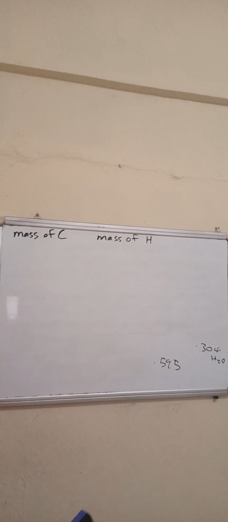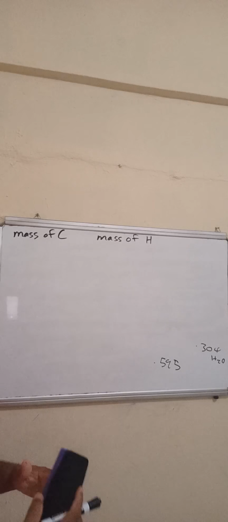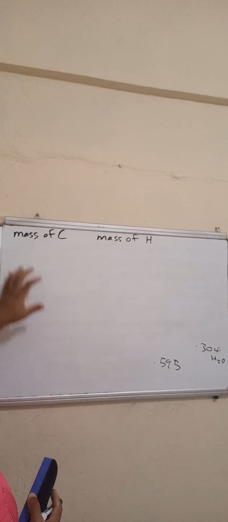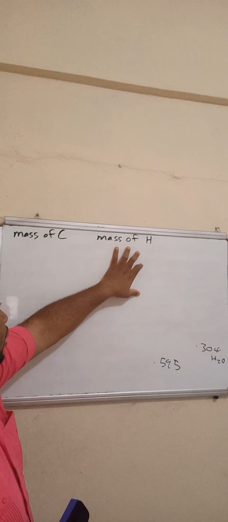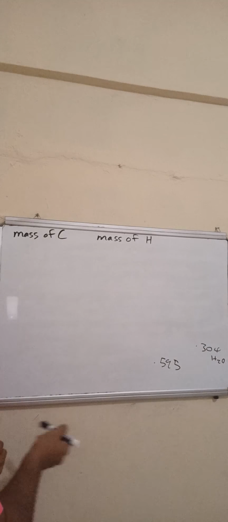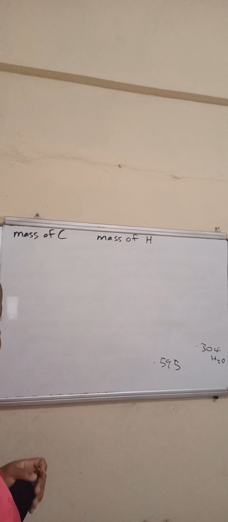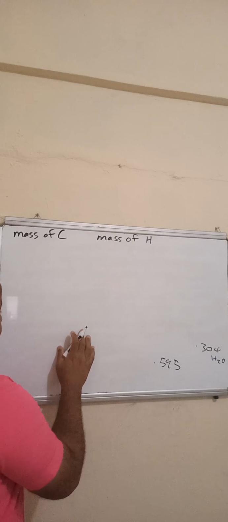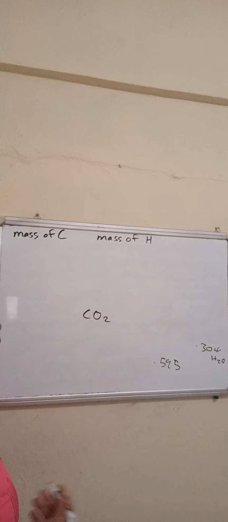Alright, so to calculate the empirical formula, we first need to find the mass of carbon and the mass of hydrogen. We are going to use the mass of carbon dioxide to calculate the mass of carbon and the mass of water to calculate the mass of hydrogen. Now there are different ways of calculating the mass of carbon and hydrogen. The way I'm going to do it, right? So CO2 has a molar mass of 44 grams per mole.